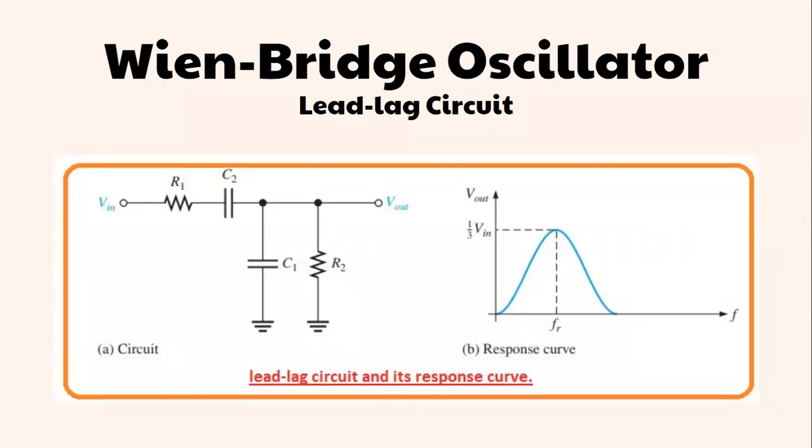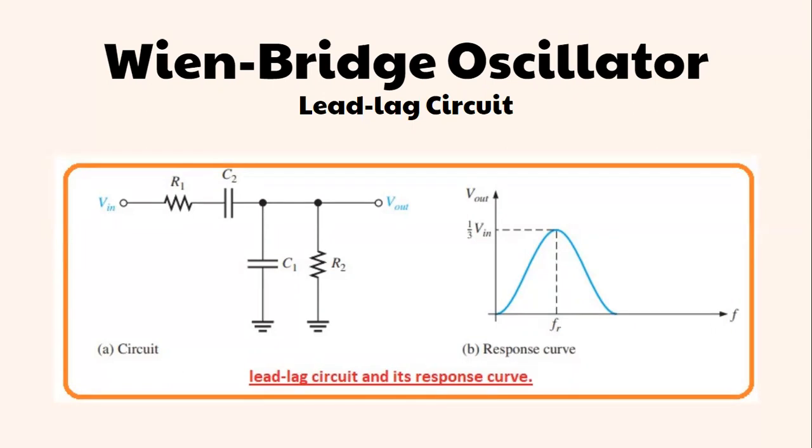So based on my observation, the resistance and capacitance, both resistance 1 and capacitance 1, make the lag part of the circuit, and the resistance 2 and capacitor 2 make the leading part naman nung sa circuit.